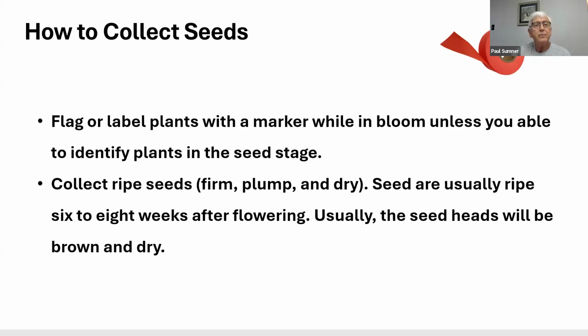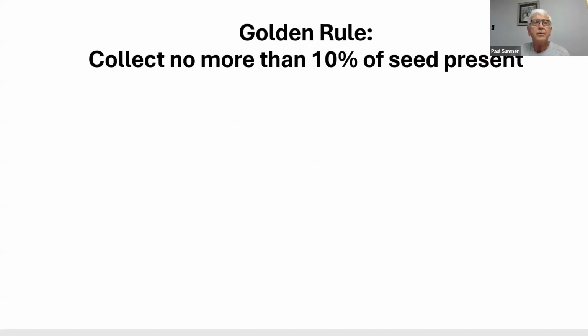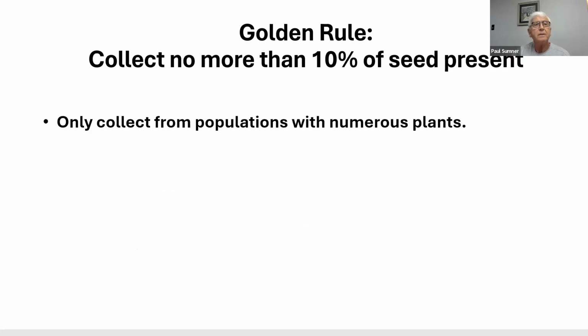We want to collect ripe seed, firm and plump and dry. Seeds are usually ready 6 to 8 weeks after flowering, and the seed heads should be brown and dry. So there's a golden rule to collecting seed. Collect no more than 10% of the ones present.